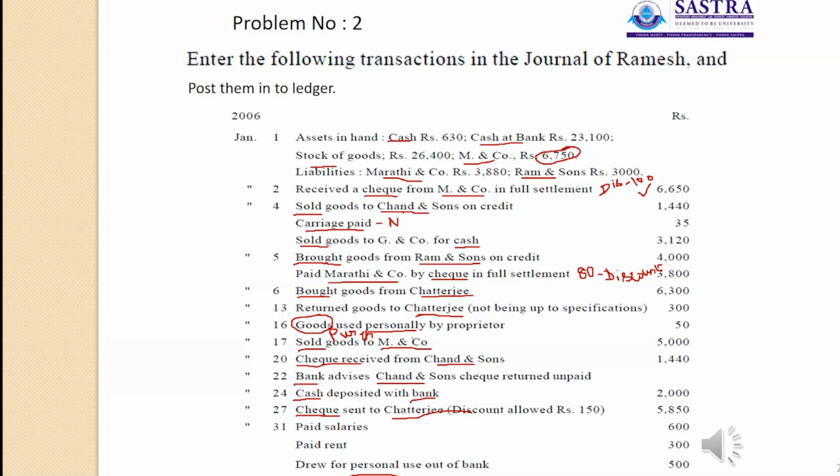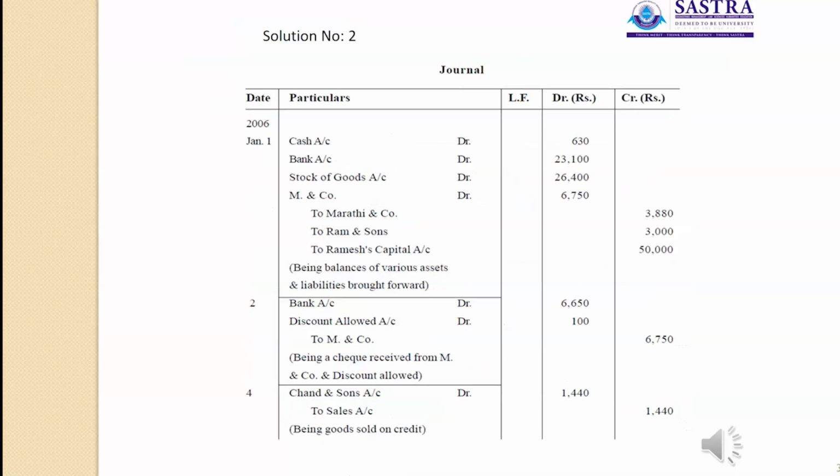Okay, is it clear? So first we have to identify the transaction, which account is to be debited and which account is to be credited. After identification of the accounts, next we have the journal account.